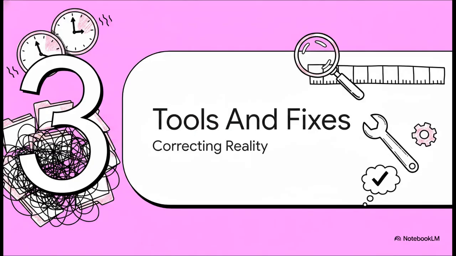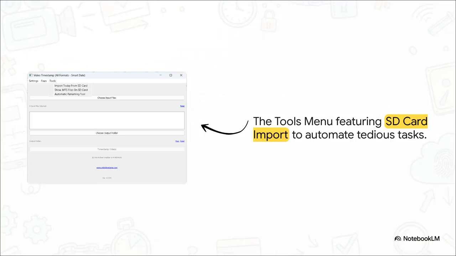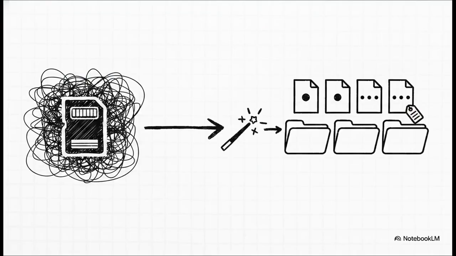All right, Section 3, Essential Tools and Fixes. Correcting reality. Let's focus on the Tools menu for a second. You'll find some really specific drop-down options here that are basically designed to automate those tedious little tasks that usually bog down a real-world investigation. Let's break those down, because they're awesome. First up, Import Today from SD card. This is just brilliant. It automatically scans your connected drives, finds media that was created today, and copies it directly into a neatly date-named folder. It completely bypasses those deeply nested, super confusing SD card folder structures like DCIM or stream folders. There's also a direct shortcut to just show those files if you want.